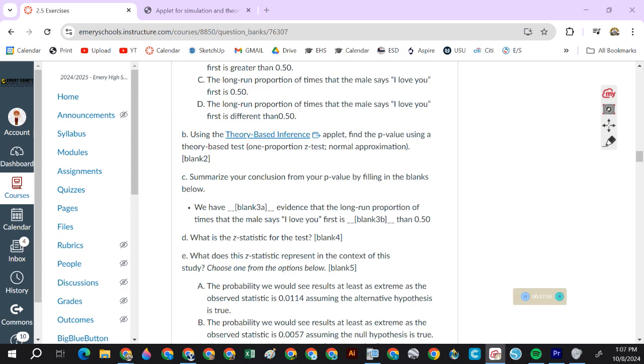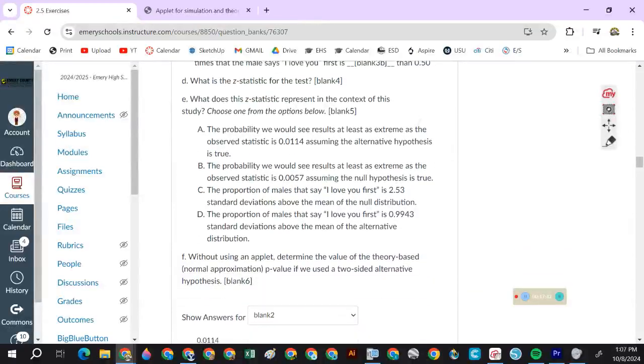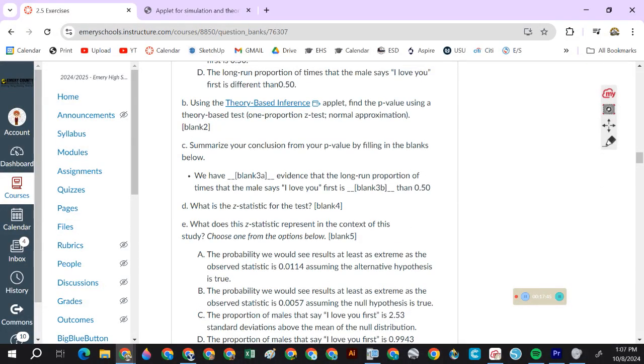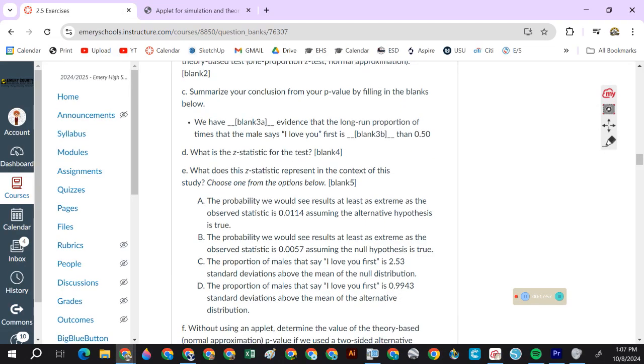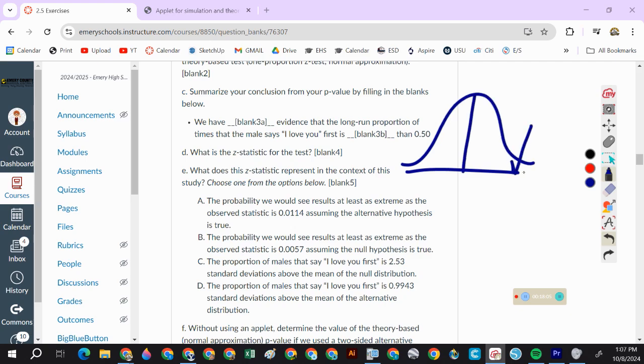So we have sufficient evidence, or whatever it says, that the long run proportion of times the male says I love you first is greater than 0.5, something like that. What is the z statistic? It was 2.5. What does the z statistic represent in the context of this study? So we've drawn our normal curve, and we landed right here at 2.5. What does that 2.5 mean? I landed 2.5 standard deviations away from the expected value of 0.5. Okay.